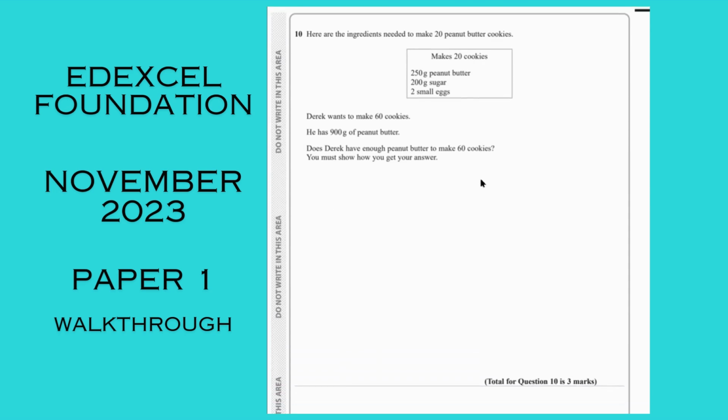Number 10, another wordy one, but again, not all the words are any use. First of all, you need to make the connection. You've got a recipe for 20 cookies. Derek wants to make 60, so we have a multiplier of 3. He has 900 grams of peanut butter, so that's the only thing we're interested in.